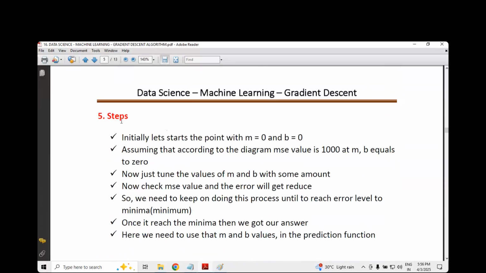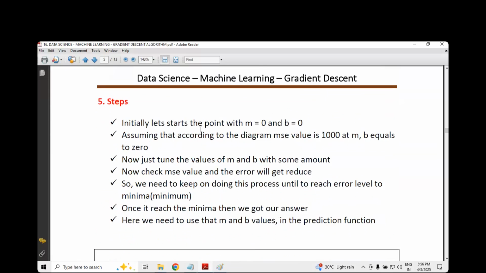Understand these steps. Initially, let's start at the point where M value is 0 and B value is what exactly? 0 actually. Sir, we can plot that actually, but frankly speaking, it's not required. But if you want, I do have a material, we can plot also. Why not required? Because the algorithm takes care of all these things actually.